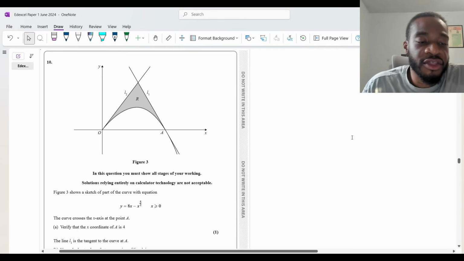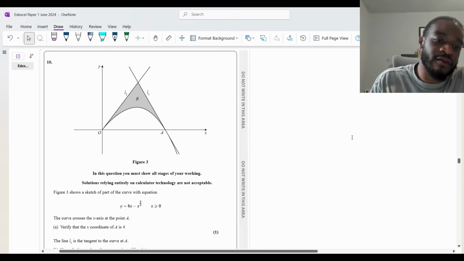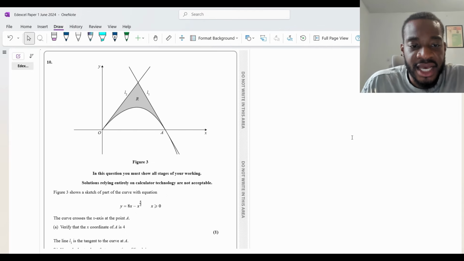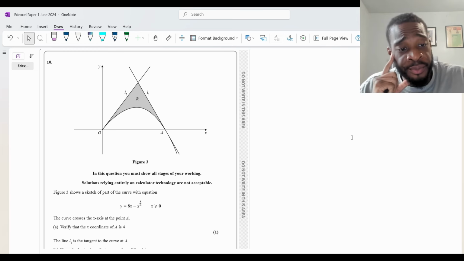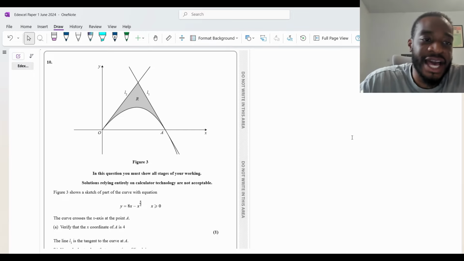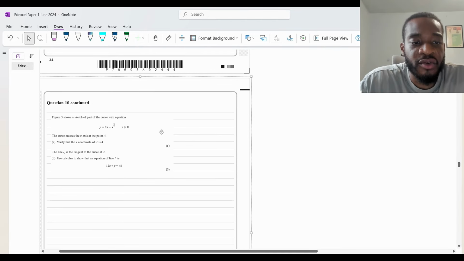Finished. Okay, so question 10 says, figure 3 shows a sketch of part of the curve of the equation y equals 8x minus 8 minus x to the 5 over 2, where x is greater than or equal to 0. The curve crosses the x-axis at the point A. Verify that the x coordinate of A is 4 for 1 mark. That is part A. So I've just got that summarized here.